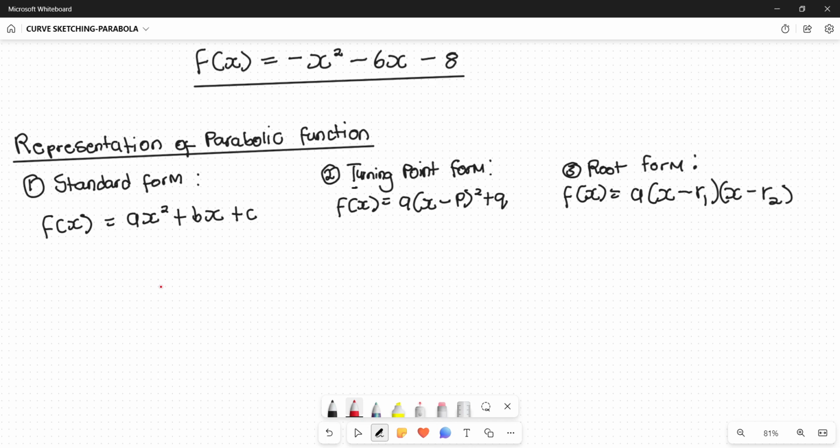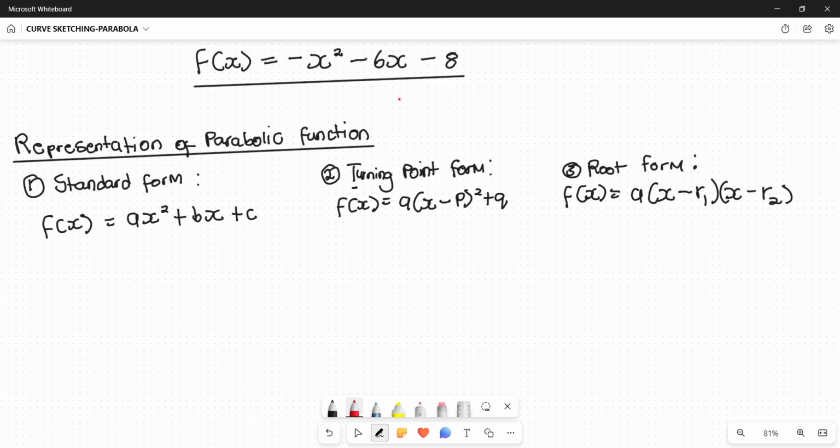Today in this video I will be doing a curve sketching of a parabola. Now our parabola is defined by negative x squared minus 6x minus 6. So we will start by understanding the basics of sketching a parabola.